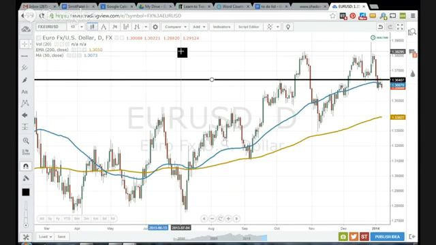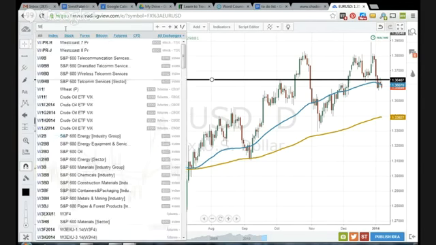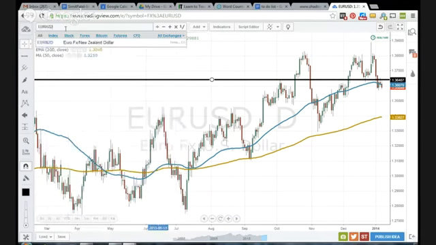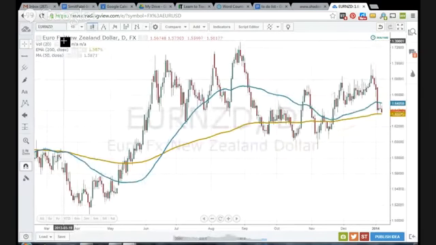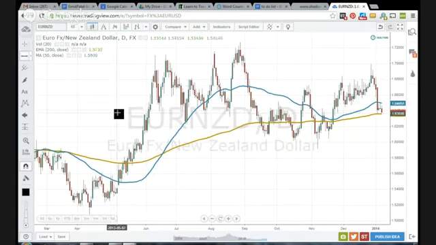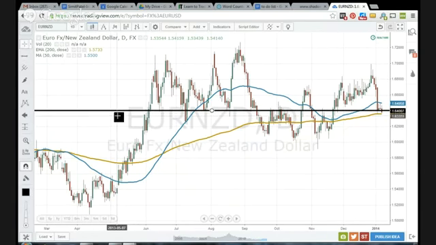So let's take a look at that chart. Euro New Zealand, EURNZD. Here we go. That is also at a floating loss at the moment. Yeah, I entered it basically at 64, right there. My stop is at, where is my stop? It is 62.85.